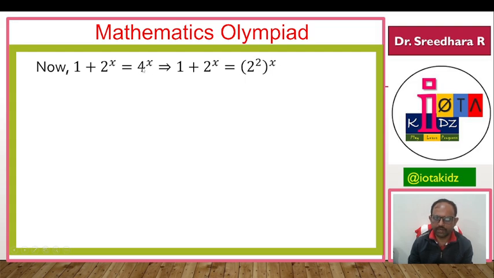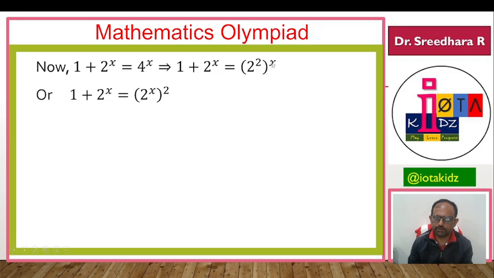So simply we have done 4 as 2 to the power of 2 square. So then we can write this as 1 plus 2 to the power of x, which is equal to 2 to the power of x whole to the power of 2. So we are replacing these terms.